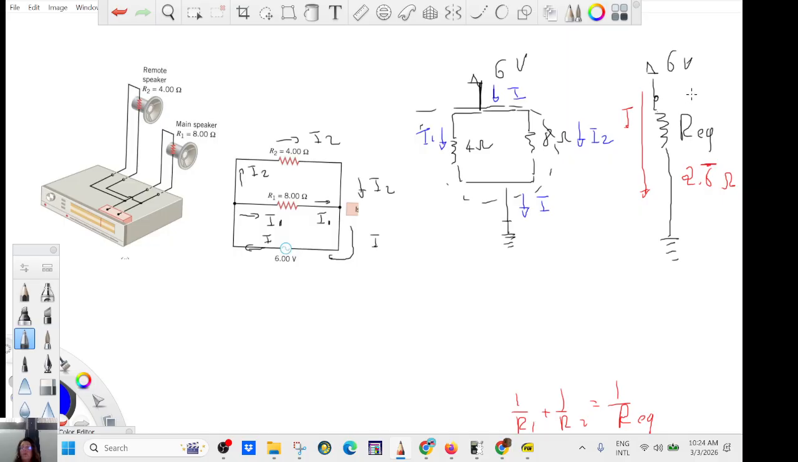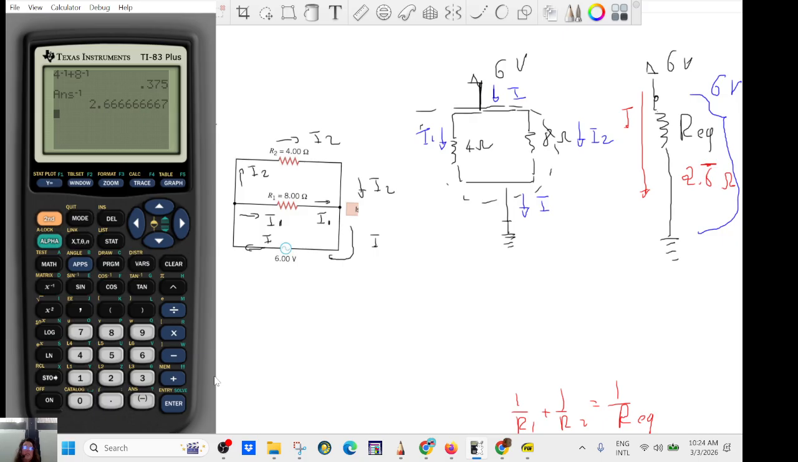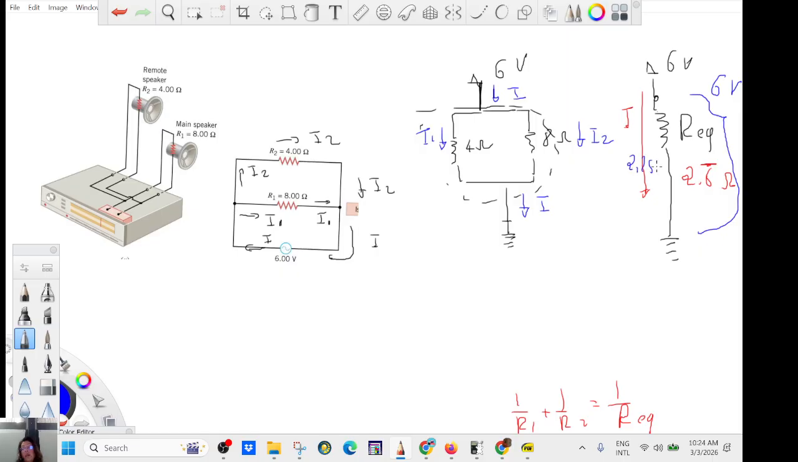Once you have that, then you use Ohm's law. You say the voltage drop here is going to be 6 volts. This is the ground, so it's 6 volts. So you're going to have 6 divided by 2.666666, and that's going to be 2.25 amps. That's the current that you drain from the power supply. Okay, that's the current drawn from the power supply. And then you go back one step. So that's going to be 2.25 amps.